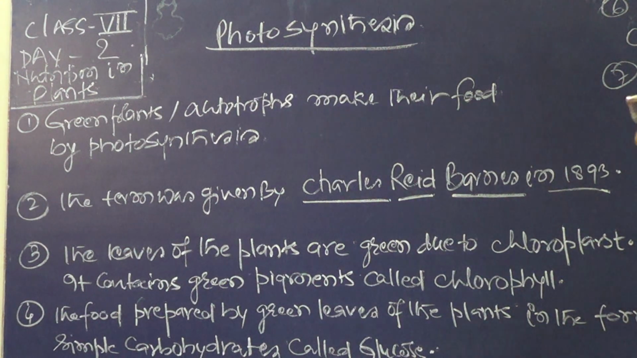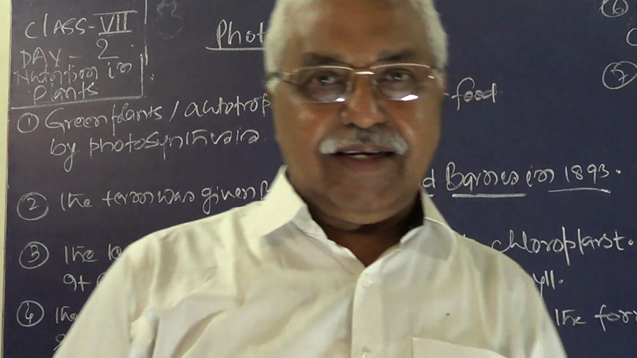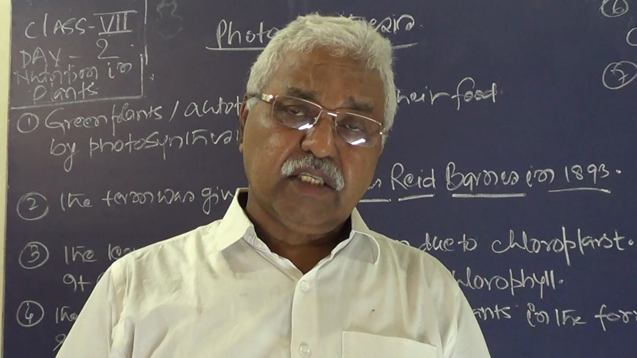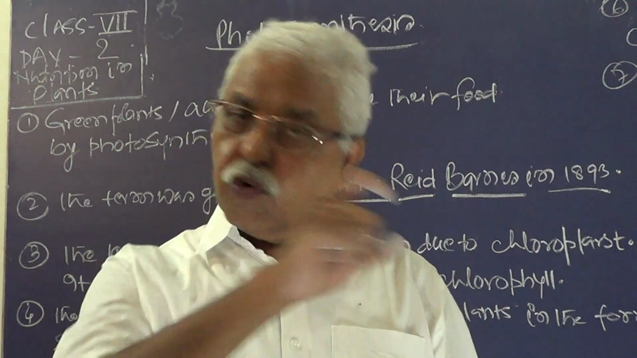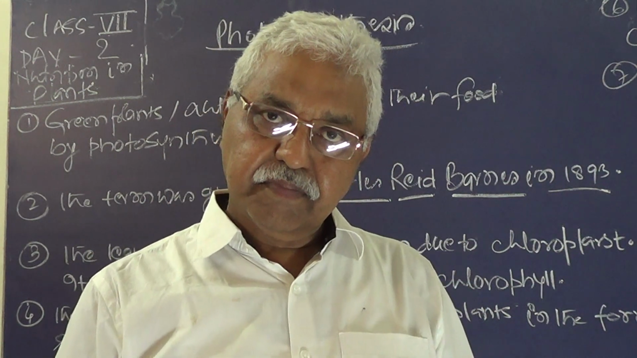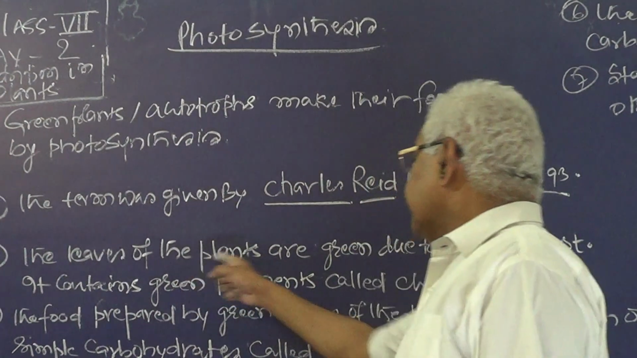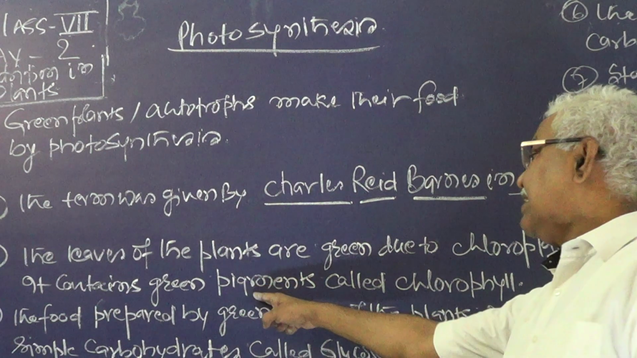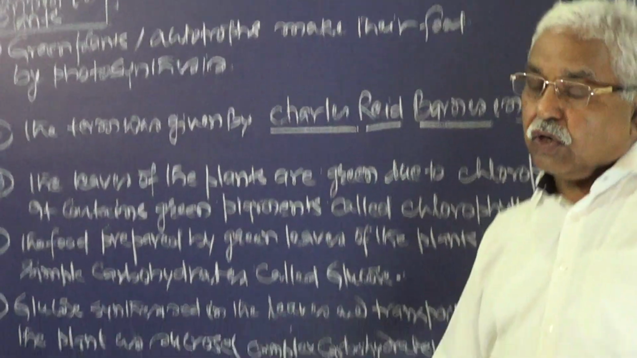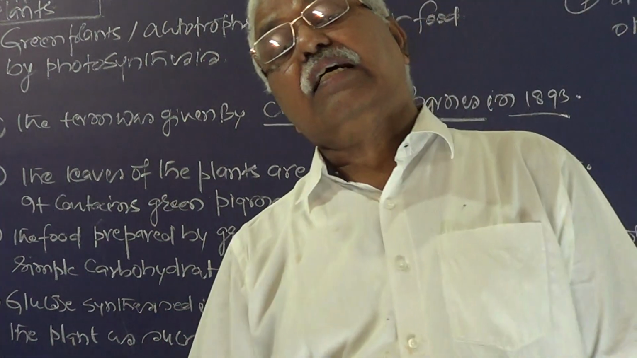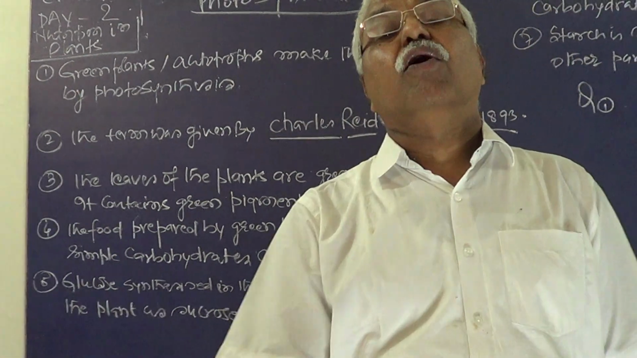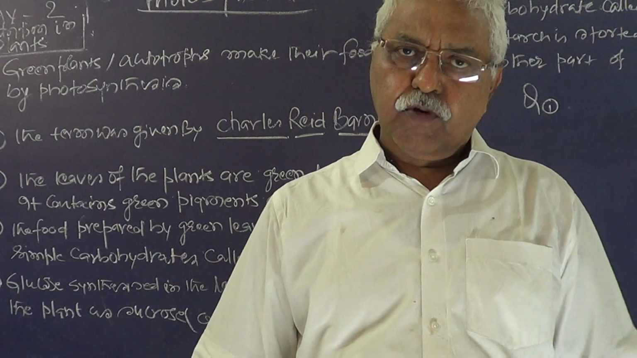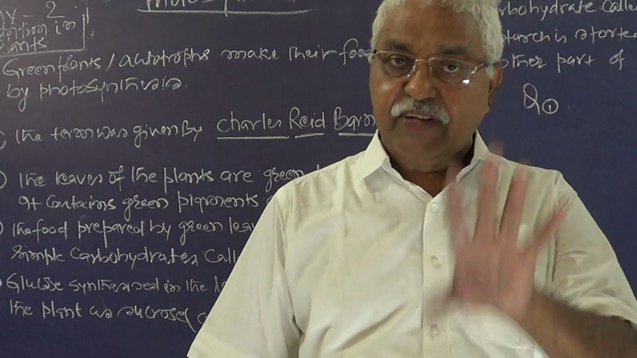You know that the leaves of the plants are green in color. Why is it green in color? It is green due to the presence of chloroplast. The leaves of the plants are green due to chloroplast. These contain a green pigment that is called chlorophyll. The chloroplast contains the green pigment, and this gives the green color of the plants. You know most of the plants, have you seen that leaves are green in color?